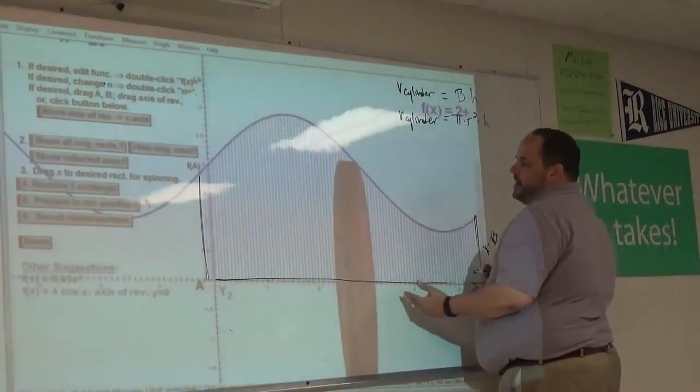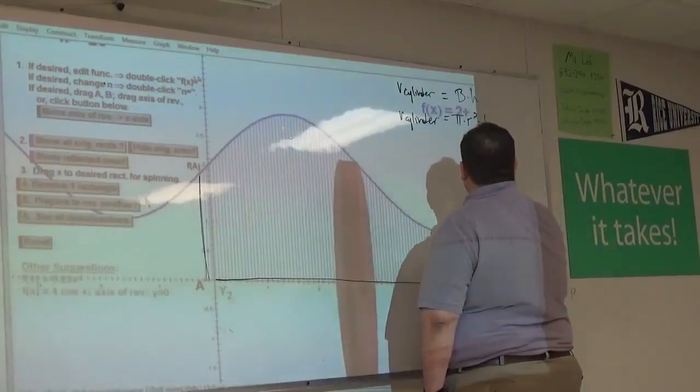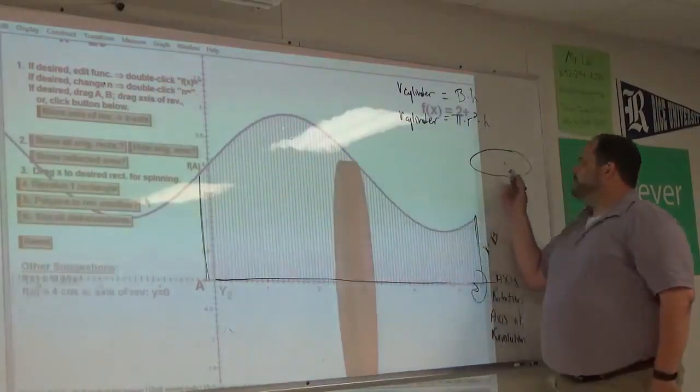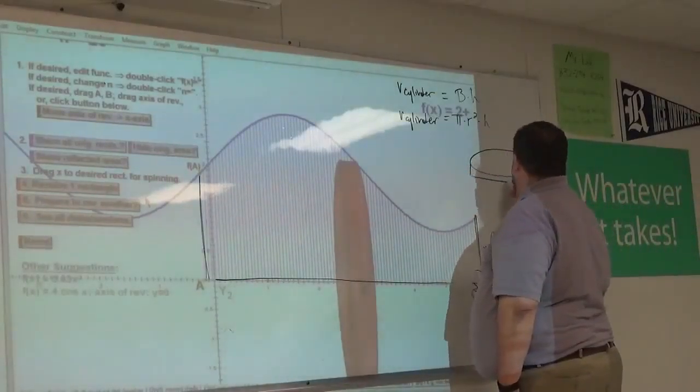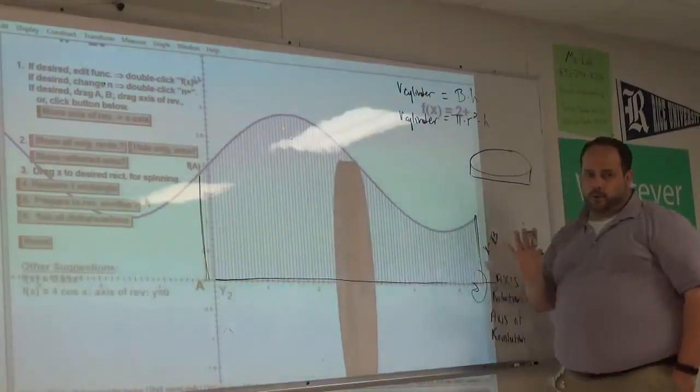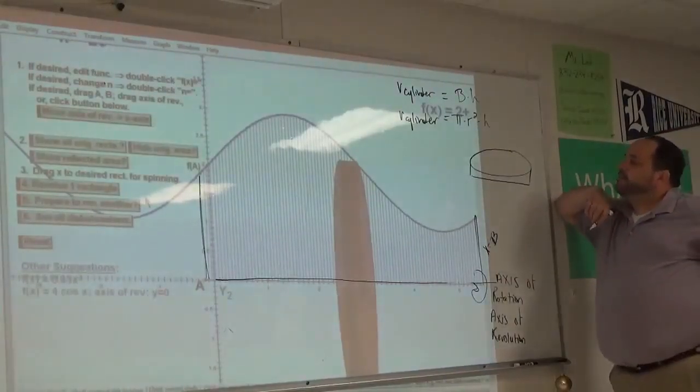The way you find volume is, and I'm going to redraw this in a different orientation. So imagine my rectangle is getting spun this way, and it's got a little bit of thickness. I drew that really poorly. Hopefully your skills are better than mine.